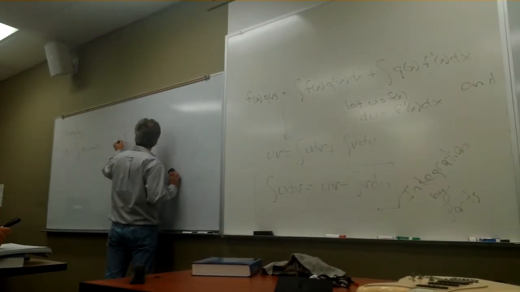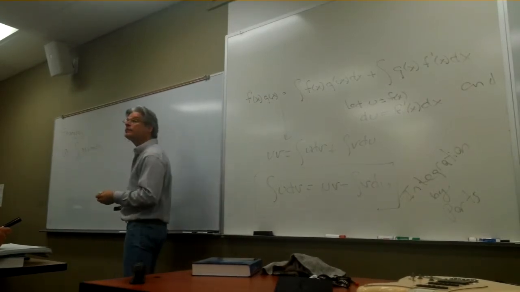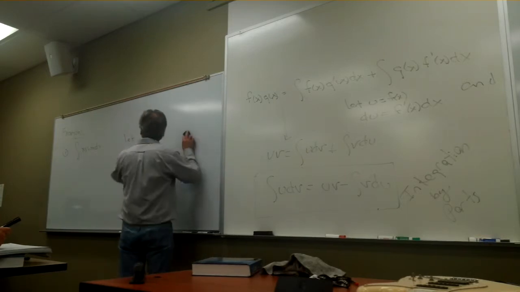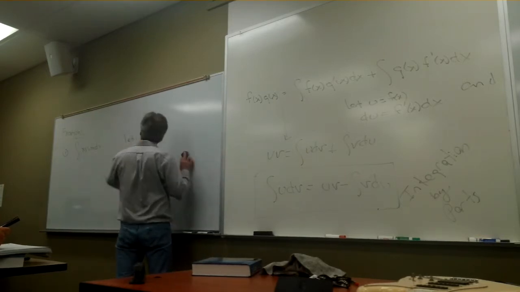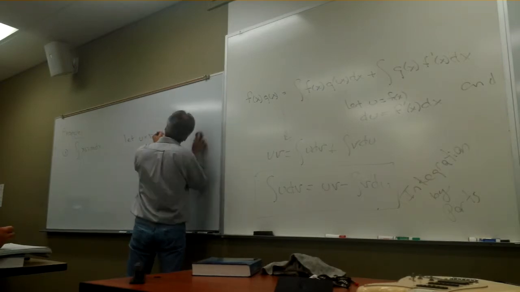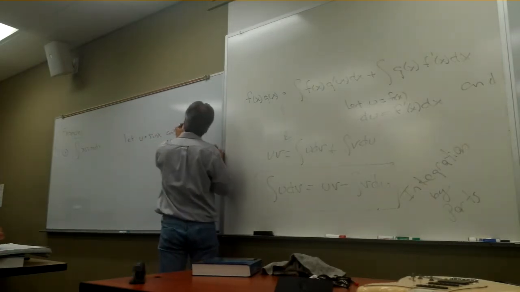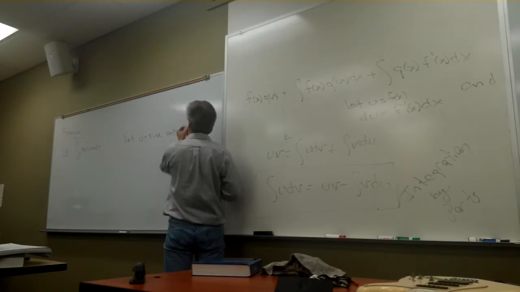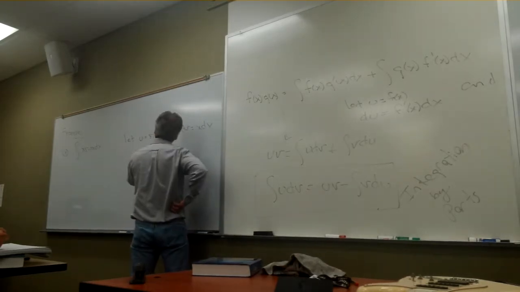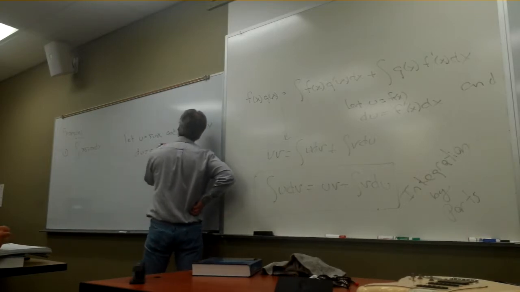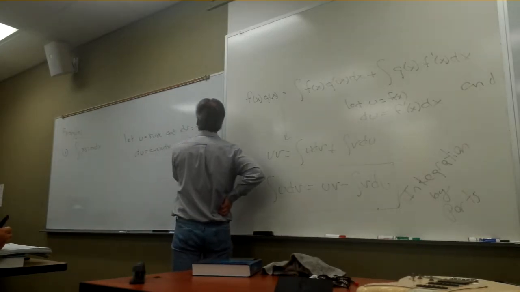I think of the integrand's decomposition as a product of u and dv. So I will let u be, how about, u be sine of x, and dv to be equal to x dx. Doesn't that mean that du is cosine of x dx? And v is going to be equal to 1/2 x squared.